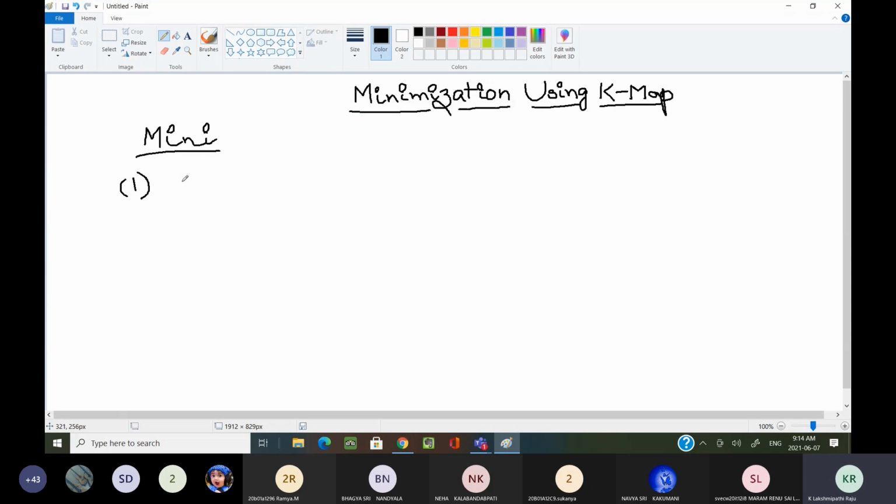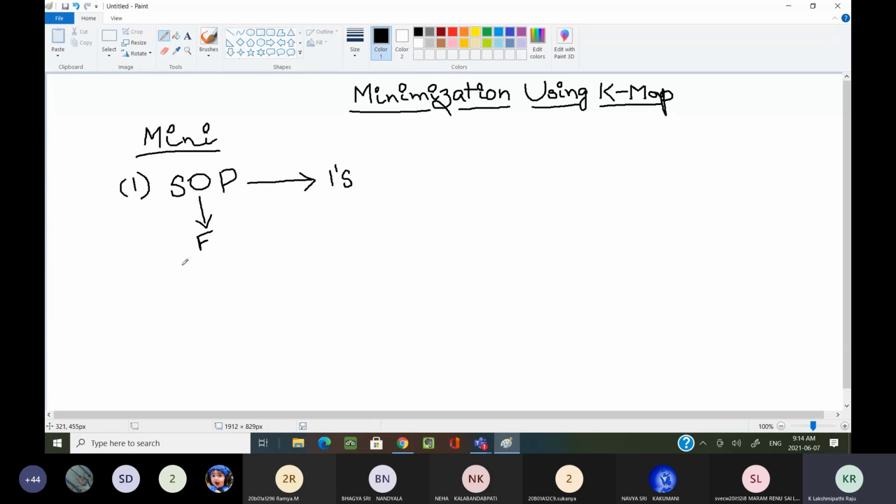Okay. Now, if the given expression is a SOP expression, then we are filling those min terms in the K-map with ones. Whatever min terms are there in the given Boolean function or expression, those min terms we are filling in the map by using ones. This is the important point we should remember.